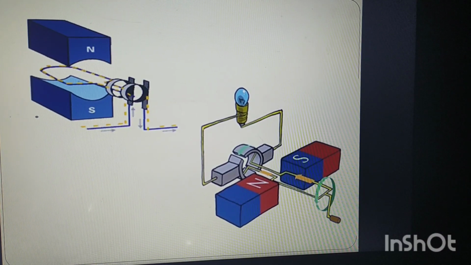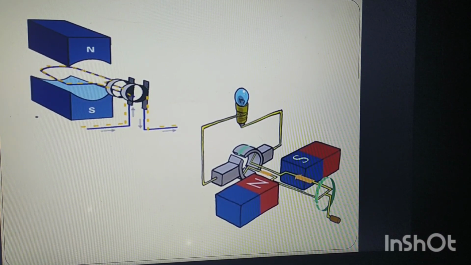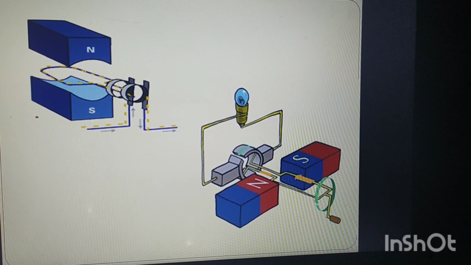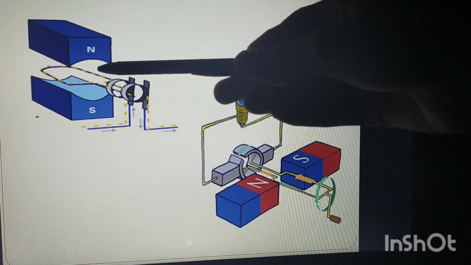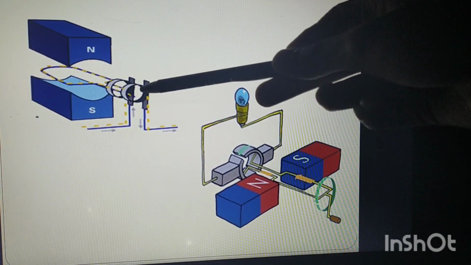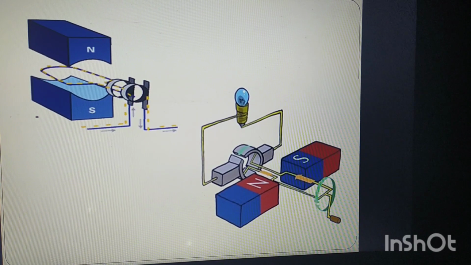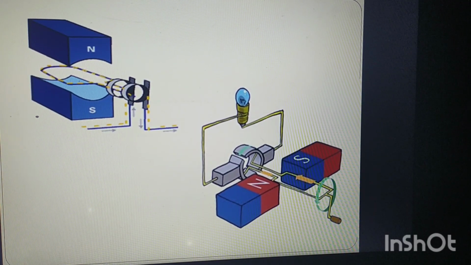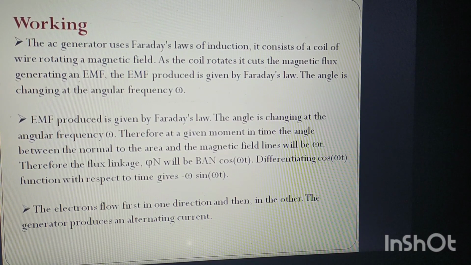From this figure you can see the inside view of this diagram, where you have the coil which is to be rotated between the north and south poles. Here you have the slip rings and the wires to be connected to the external circuit. Now let us see the working of this.